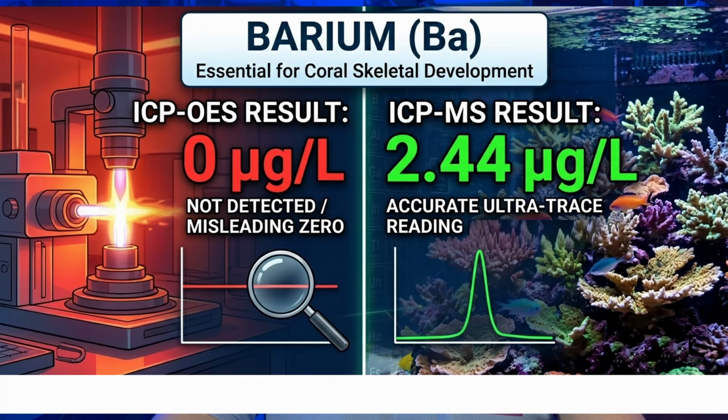Starting with barium. Barium plays a vital role in coral skeletal development. ICP-MS showed 2.44 micrograms a liter. ICP-OES, 0. My personal target is between 15 and 20 micrograms a liter. Honestly, this one isn't a big deal. If I had relied only on ICP-OES and dosed up to 15, I would have ended up with around 17.4, 17.5. Still inside my target range, no drama at all.